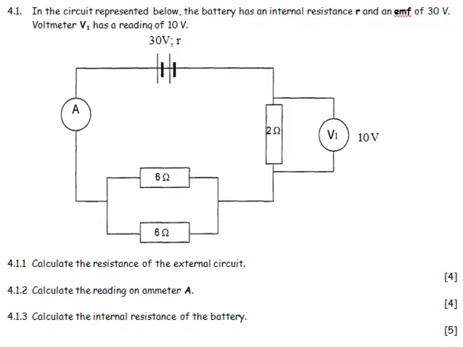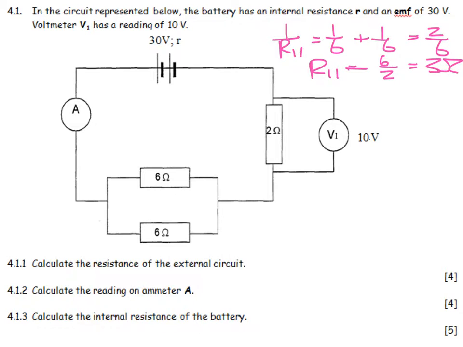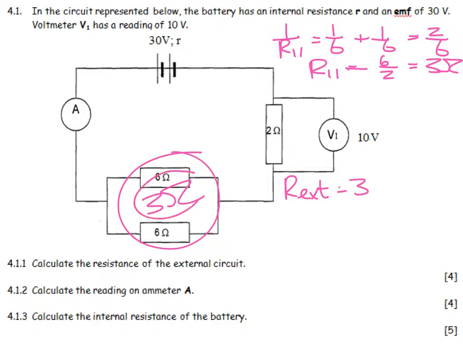In the circuit represented below, the battery has an internal resistance and an EMF, and we've been given a voltmeter. Calculate the resistance of the external circuit. This was absolutely pedestrian, so it's 1 over R parallel is equal to 1 over 6 plus 1 over 6, which is equal to 2 over 6. Invert, R parallel is equal to 6 over 2, which is equal to 3 ohms. So I've reduced that to a 3 ohm resistor. Then the R external is equal to the 3 ohms over here, plus the 2 ohms over there, and that's going to be 5 ohms.